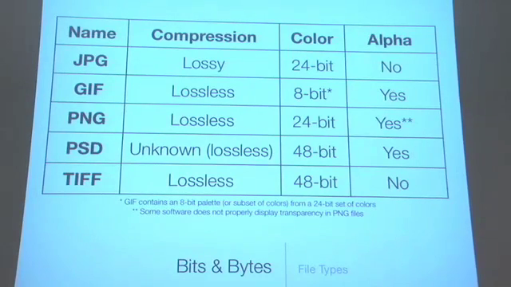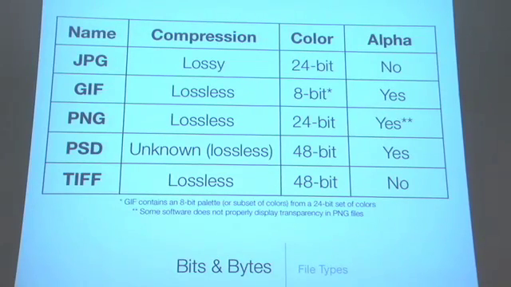So PSD, that's a Photoshop type file. I don't actually know what type of compression they use. If any of you happen to be on the Photoshop team, please tell me. And they can actually support 48-bit color, which, as you remember, means it has the 3 channels, and when I say channel, I mean it has the 3 colors, red, green, and blue. Each one is 16 bits. And it can also support transparency within layers, and we'll talk about Photoshop in the future.